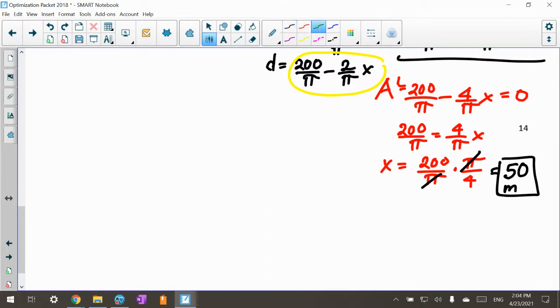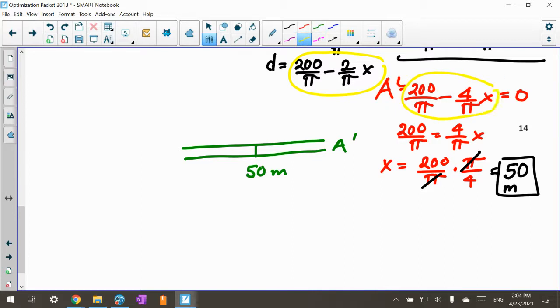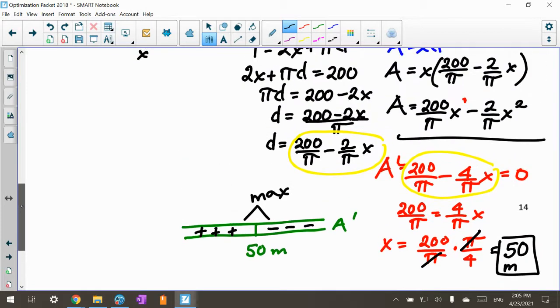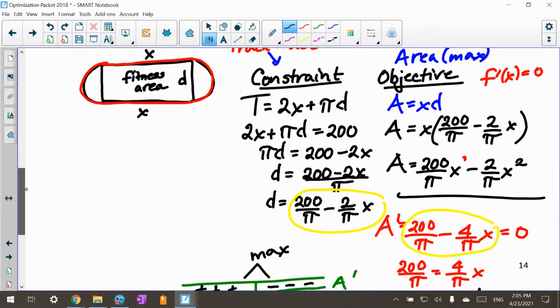Okay? Before we go any further, we have to do our A prime sign chart to make sure that this 50 meters is an actual maximum. When I look at it, remember, I'm looking at my first derivative, okay? So if I plug something less than 50 in there, I get a positive number. So you can graph it if you want. And then when I go over 50, it's negative. So it truly is a max. So I did my first derivative test. So I'm good with 50 meters. So now I know that x is 50 meters.